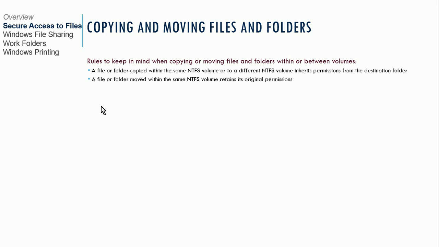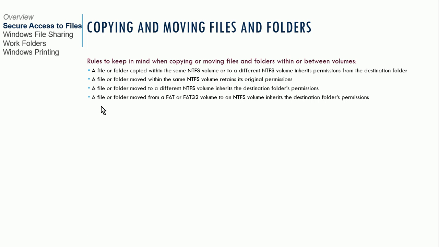On the other hand, if you move a file within the same NTFS volume, it's going to retain its original permissions. So again, when you copy, it inherits. When you move within the same volume, it retains its original permissions. But if you move it to a different NTFS volume, it will inherit the destination folder permissions. A little bit confusing. If you copy it, no matter what, it's going to inherit. But when you move within the same volume, it keeps its original permissions. If you move it to a different NTFS volume, it's going to inherit the destination folder permissions.